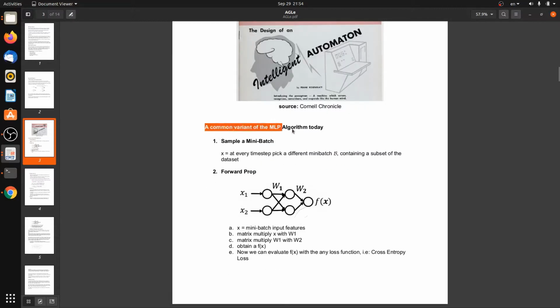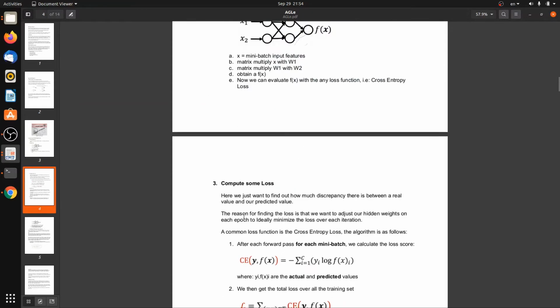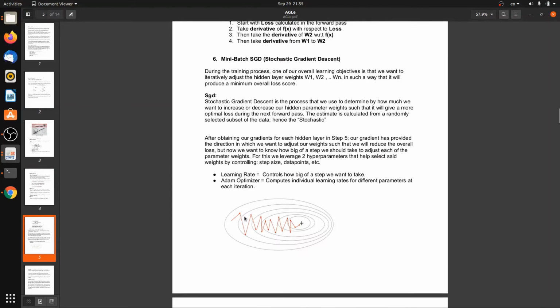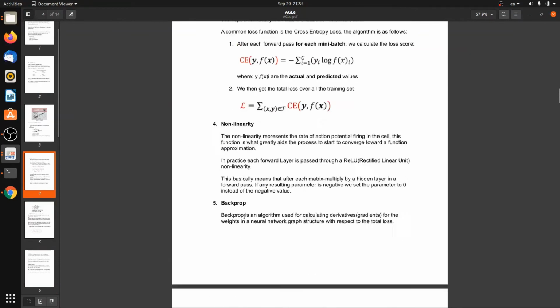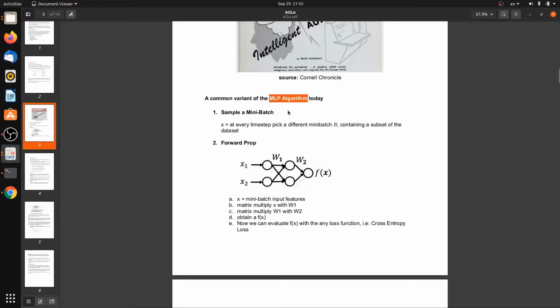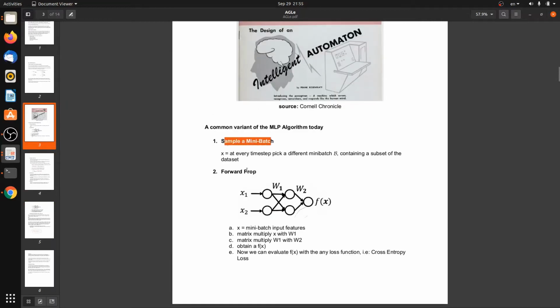So now, fast forward to today, we're going to be exploring the MLP algorithm, and talking about what it looked like and the common approach. How many steps do we have? Six or seven steps. So let's just go ahead and walk through it. So this is the MLP algorithm, okay?